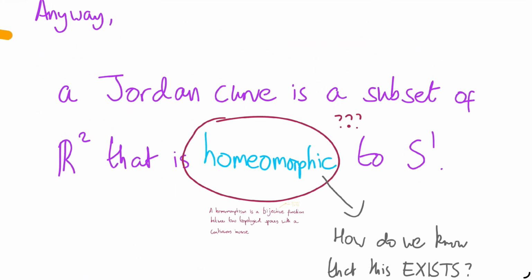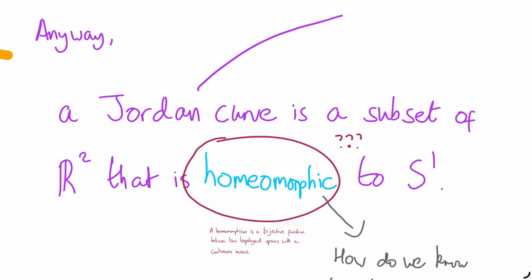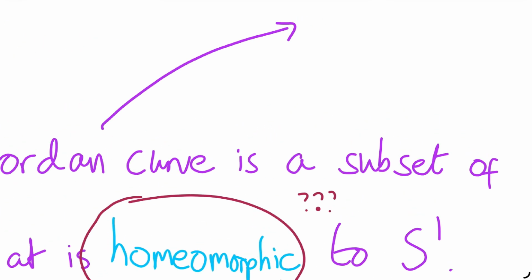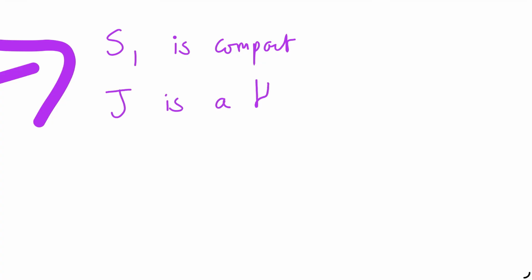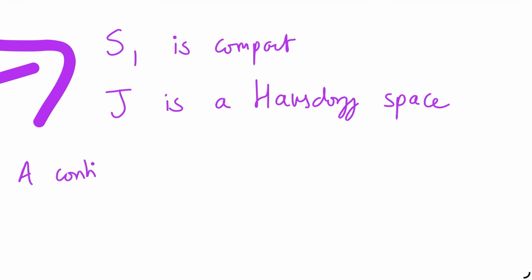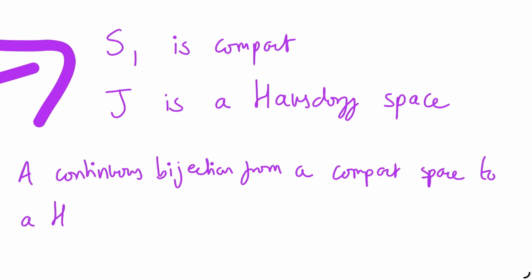Alright, but now let's swing back around to the matter at hand, which is proving that a homeomorphism exists between S1 and our Jordan curve J, which is a subspace of R2. To do this, we note that S1 is a compact space because, well, it's like a nice, normal, finite space. And then J is a Hausdorff space because you can always cut up your curve into two pieces, each with one point on them. And then we use the beautiful result that if you have a continuous bijection from a compact space to a Hausdorff space, then it is necessarily a homeomorphism.